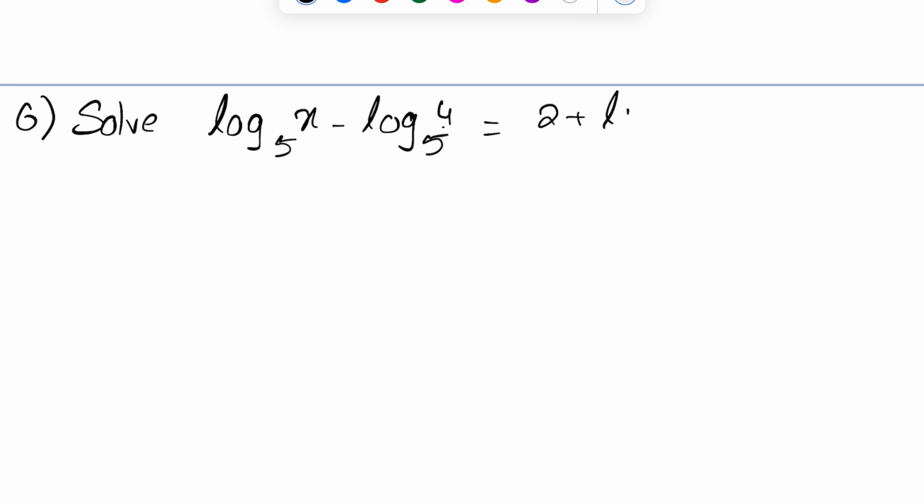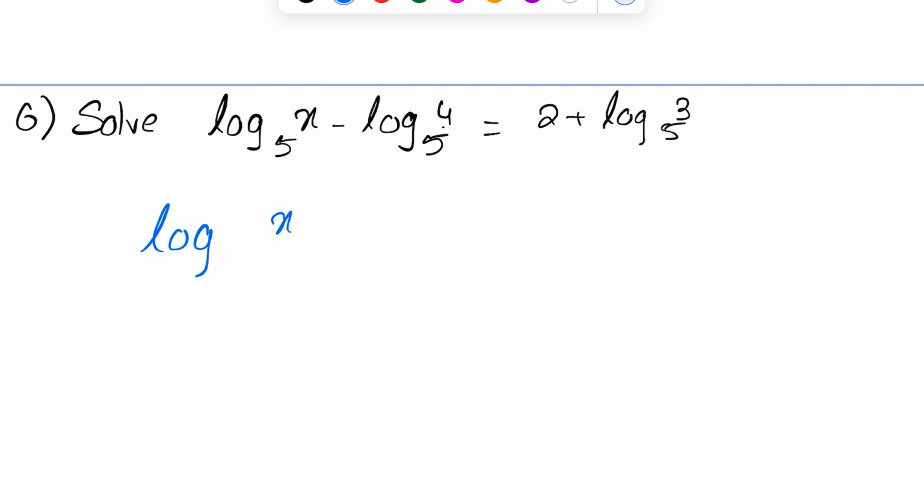Coming to question number 6. Solve. What is the equation? Ln x to the base 5 minus log 4 to the base 5 equals 2 plus log 3 to the base 5. So how should I solve it out?